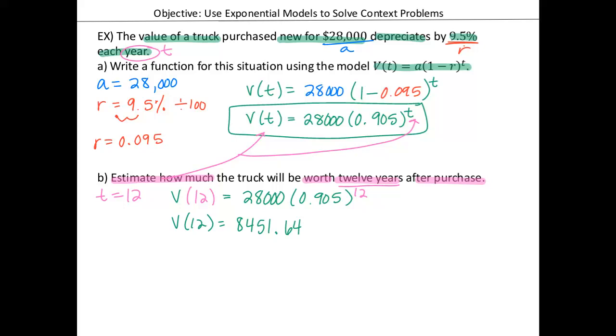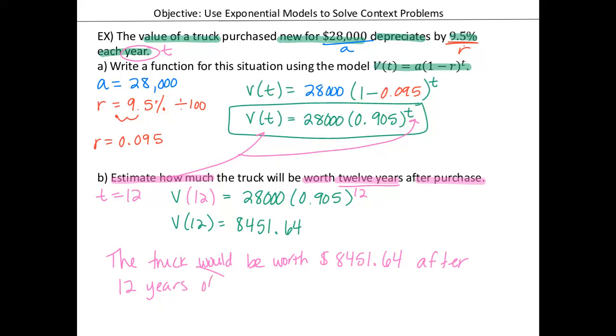So $8,451.64. So for my sentence, we can say the truck would be worth $8,451.64 after 12 years of purchase.